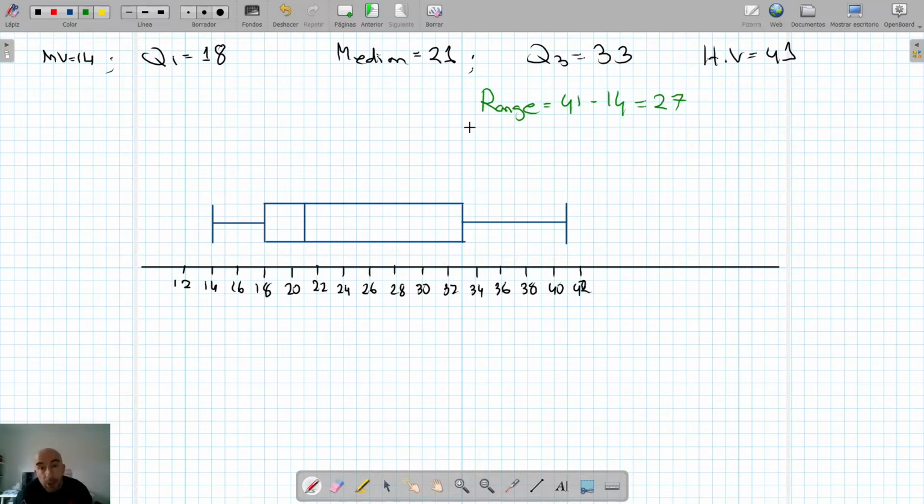So they might also ask us for the interquartile range. So the interquartile range is very easy. It's the difference between the third quartile and the first one. So that's 33 minus 18. Okay, so that's 15.